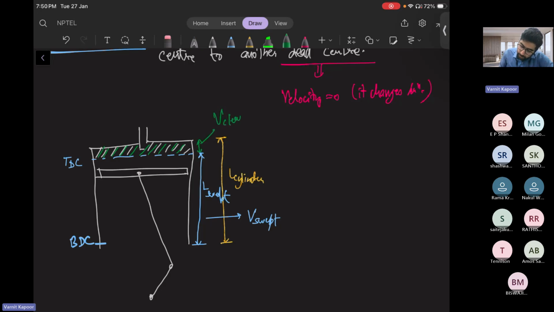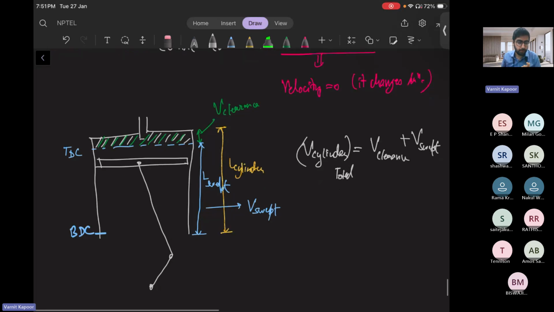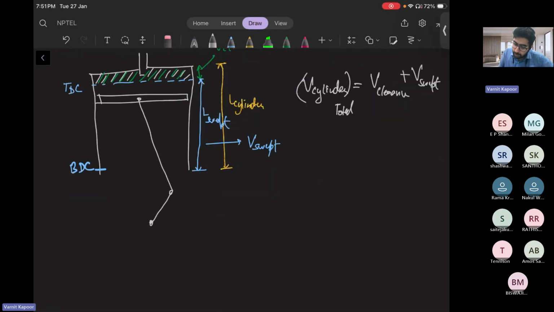Clearance volume. So the total cylinder volume is V of cylinder, which is V of clearance plus V of swept. We can say that total cylinder volume is clearance volume plus swept volume. From here we come up with a term that is called the clearance ratio.